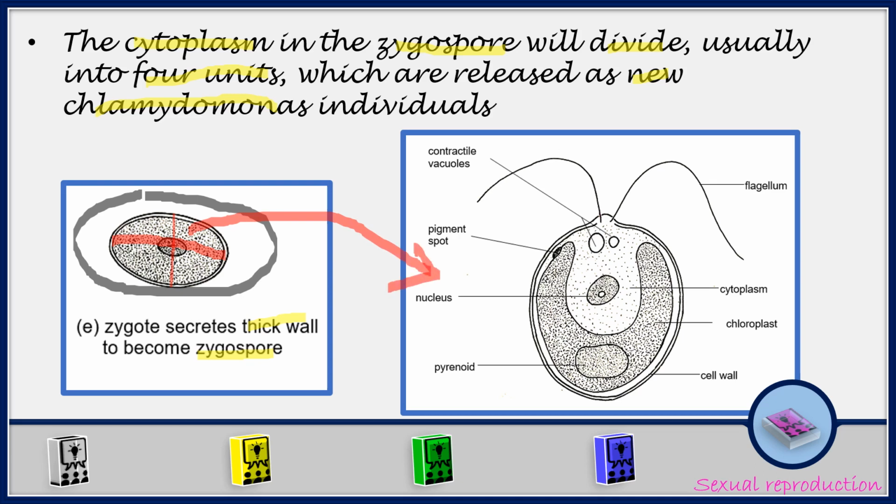Now we have formed our Chlamydomonas individuals, which are adults, or the new Chlamydomonas individuals. That is how reproduction takes place in our Chlamydomonas.